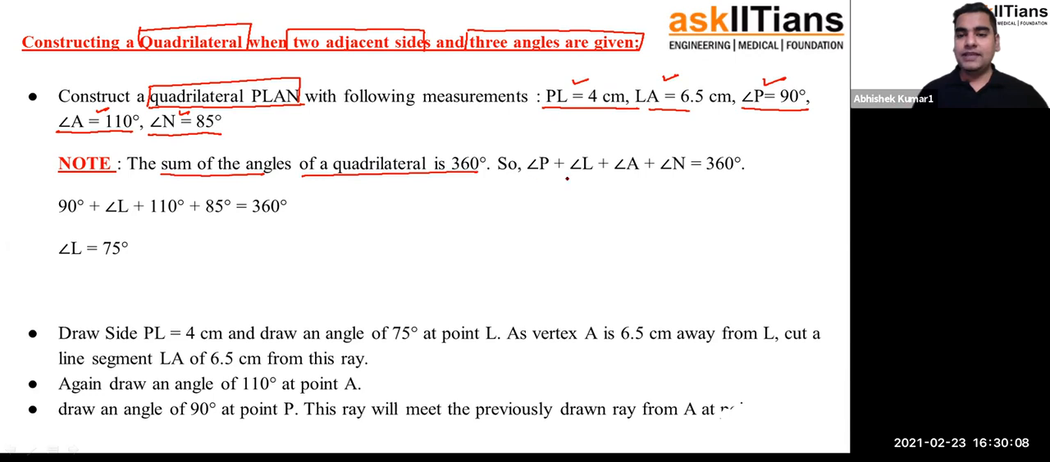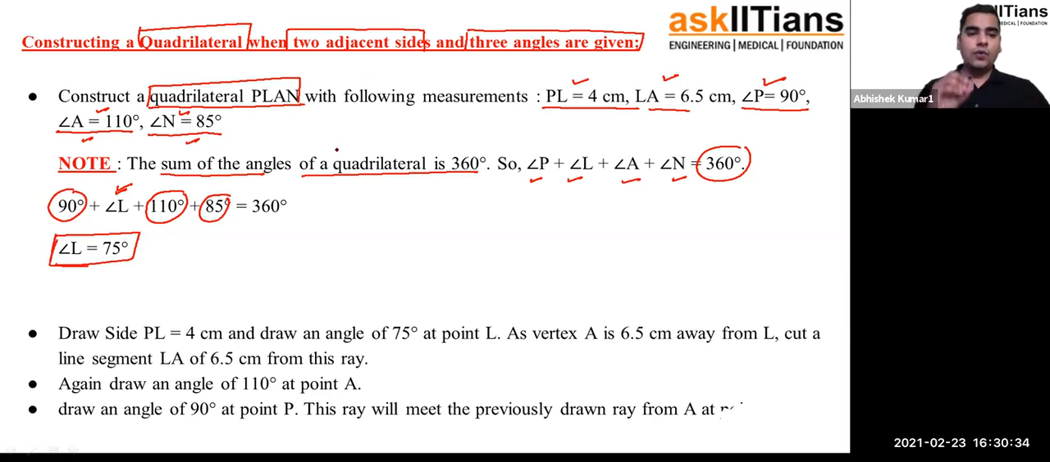So angle P plus L plus A plus N is going to be 360 degrees. I know the value of angle P, which is 90 degrees. Understood? I know the value of A, which is 110 degrees. I know the value of N, which is 85 degrees. I'm not aware of the value of L, so I can calculate the value of L. And if you solve it, what will you get? You will get angle L equals 75 degrees.